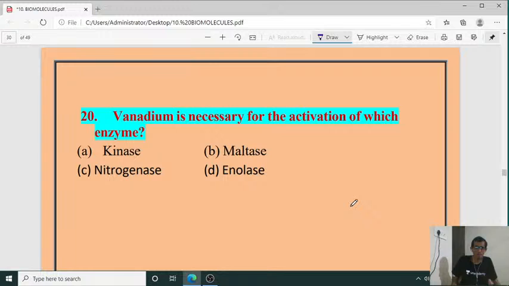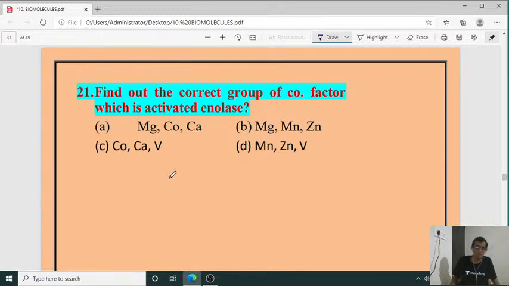Vanadium is necessary for the activation of which enzyme? Vanadium is required for the activation of which enzyme? That is nitrogenase, for nitrogen fixing. Nitrogenase enzyme. 21st question. Find out the correct group of cofactors which activate the adenylase enzyme. So for the 21st, it is B: magnesium, manganese and zinc. Okay. So for the 21st question, B is the right one. For the 20th question, Saurav Patil, you are right. C is the right one.